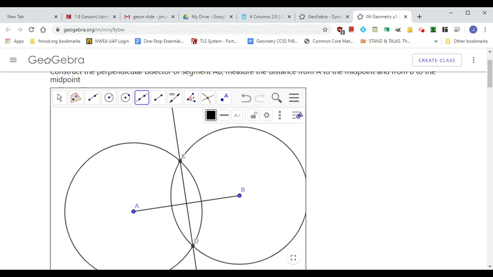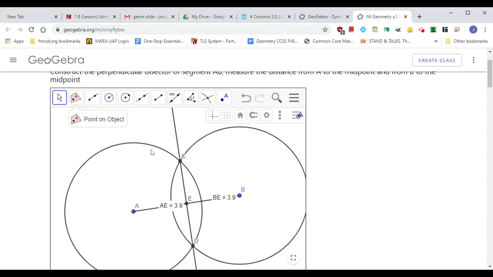I also asked you to measure the distance from A to the midpoint. So the midpoint would be where that perpendicular bisector intersects your segment. So I can put a point there. This is the tool that's going to measure a distance. So I'm going to measure the distance from A to E, and also the distance from B to E. And again, that should come out to be the same.